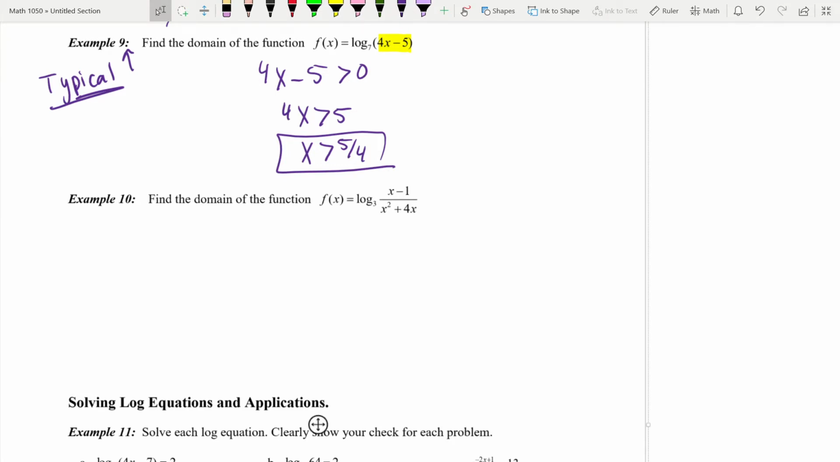Find the domain of a log. Well, what you're taking the log of, which is right here, must be greater than 0. So everybody go x minus 1 over x squared plus 4x must be greater than 0. Freeze right there and look at that. Okay? What am I supposed to do now? Can anybody talk to me about this problem? Say it again. Why would you do that? You're right, Abigail. She said factor the bottom. Why would you do that?